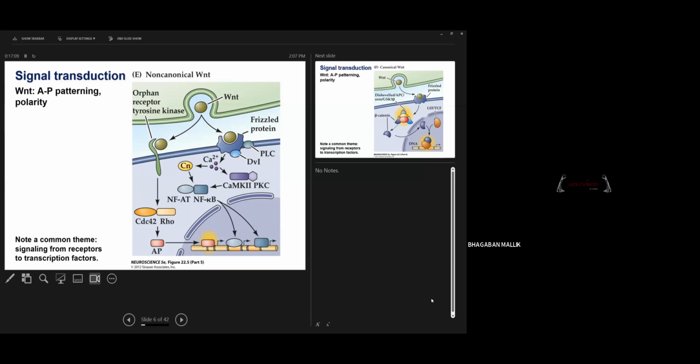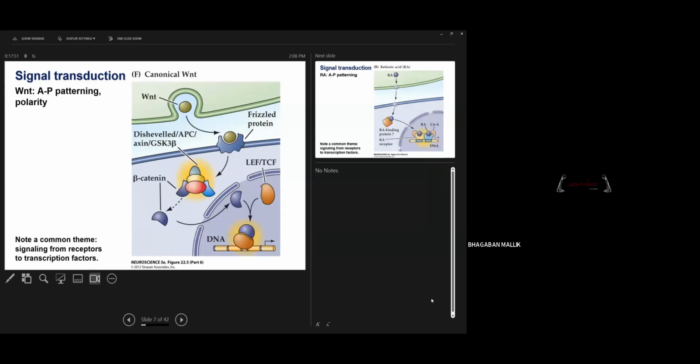Or the orphan receptor tyrosine kinase can also activate CDC42 and Rho kinases, which can activate the AP1 transcription factor, and it can translocate to the nucleus and also initiate the expression of target genes. So this is the non-canonical, beta-catenin independent Wnt signaling pathway. And those ligands for the non-canonical signaling pathway I have not mentioned in any of the slides. These are Wnt5b or Wnt11. You can note it down. So these are the non-canonical ligands.